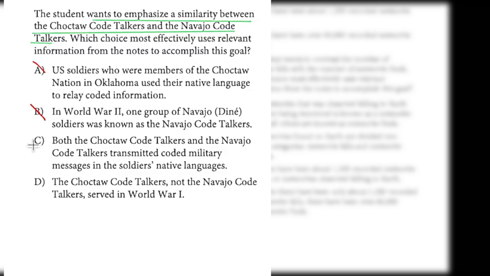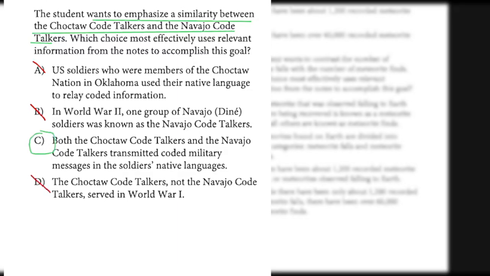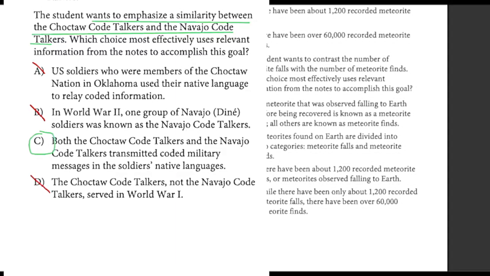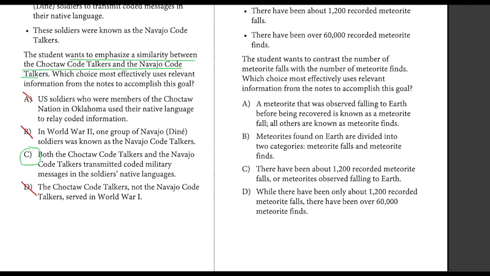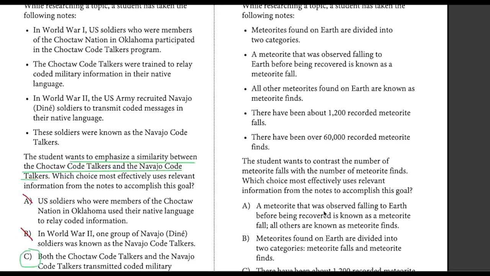Both the code talkers from Choctaw and the Navajo code talkers transmitted coded military messages in the soldiers' native languages. That does seem to emphasize a similarity. The Choctaw code talkers, not the Navajo code talkers, served. Okay, so it's C. See? Don't even need to look at the notes. And this is in the hard section, mind you. So they're really easy if you know what to do. All right, we'll do one more to finish up here.